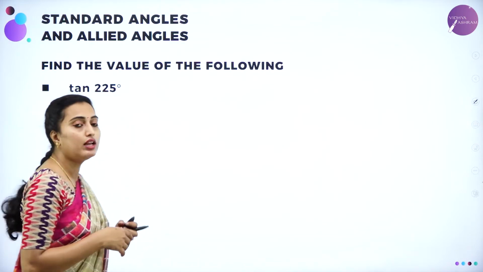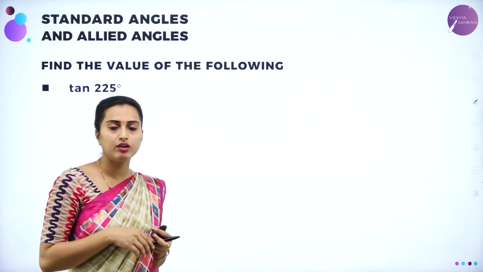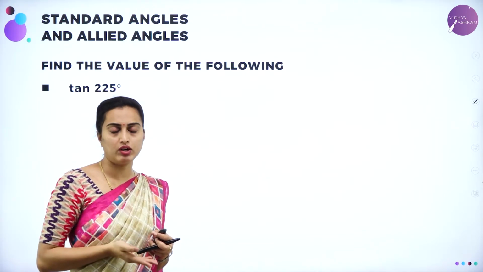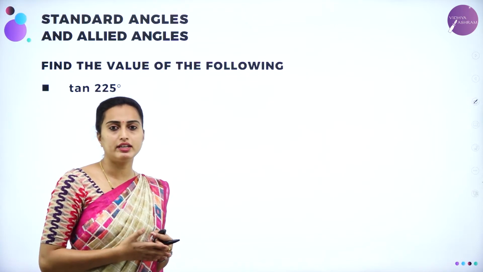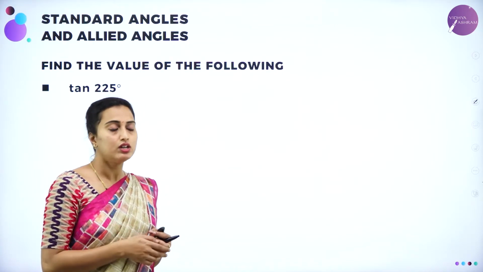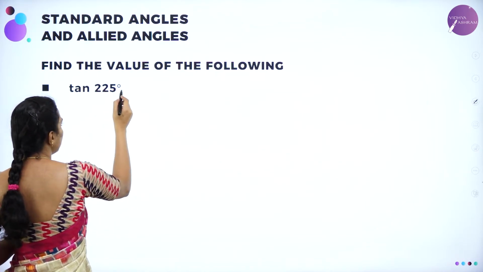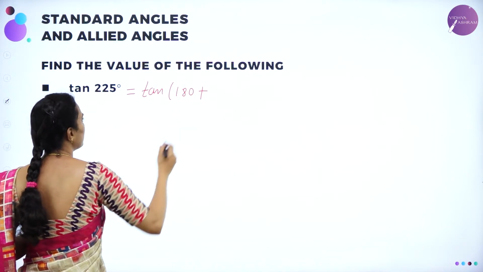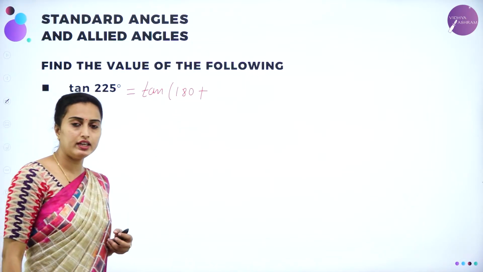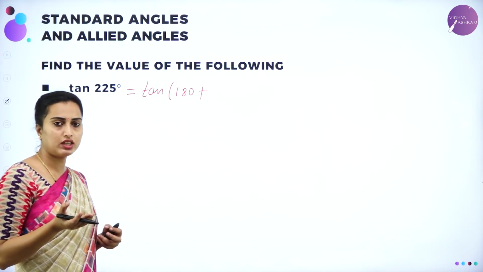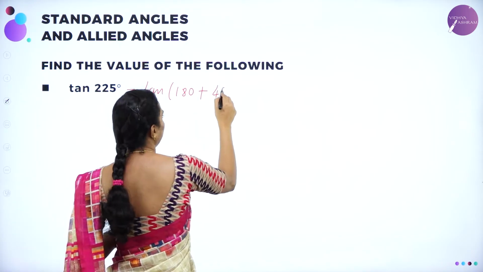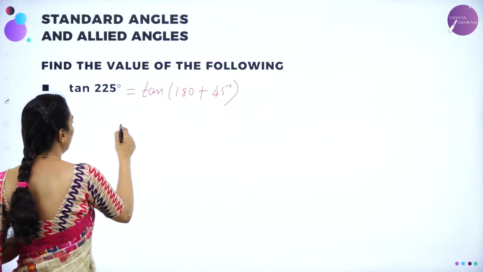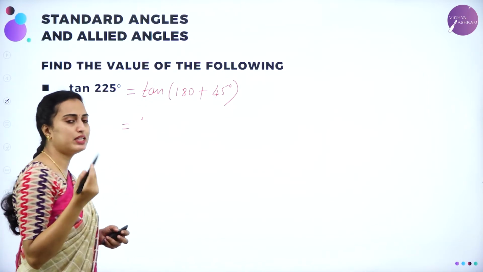It is below 270 and above 180. Either you can write 180 plus theta or 270 minus theta. I prefer 180 here, because with 180, tan will always be tan only. So tan 225 degree can be written as tan of 180 degree plus something. How much degree should you add to become 225 degree? 45 degree. So 180 plus 45 gives you 225, which is equal to tan of 180 plus theta.